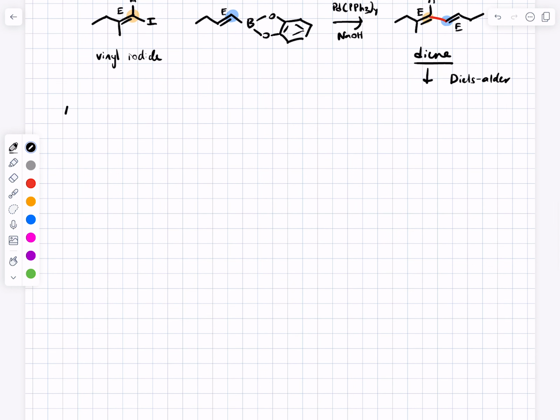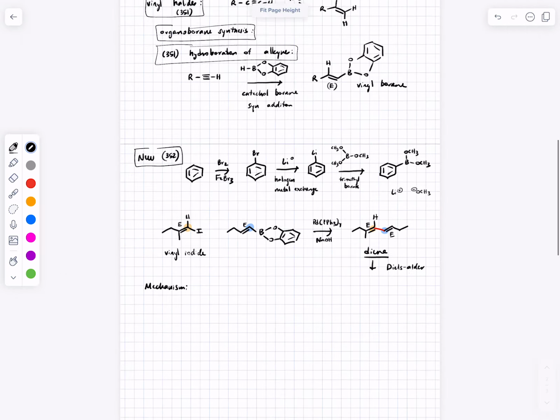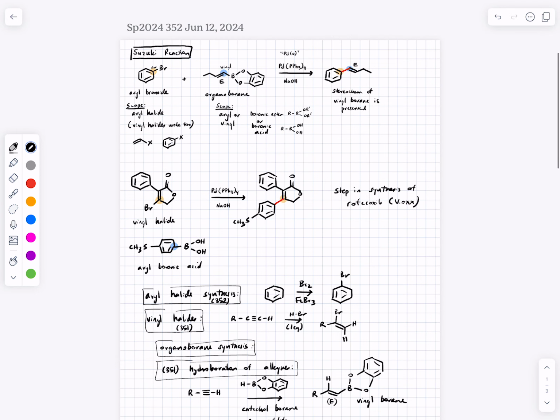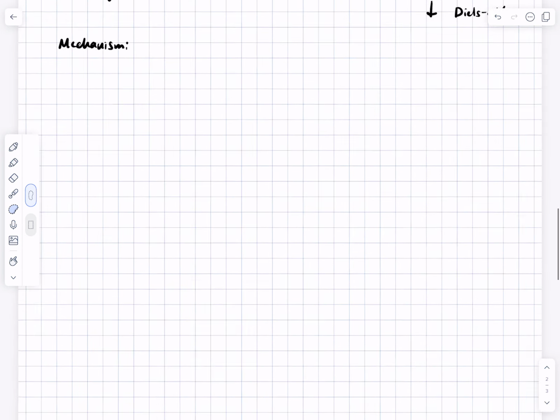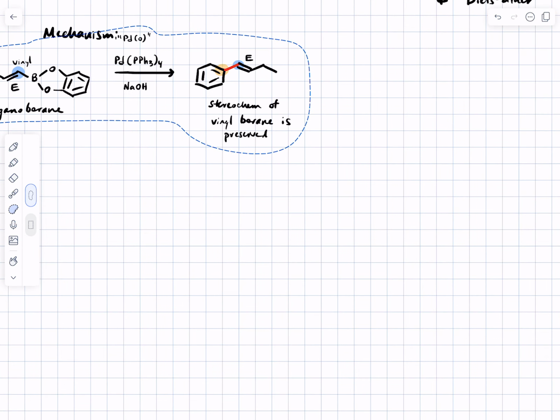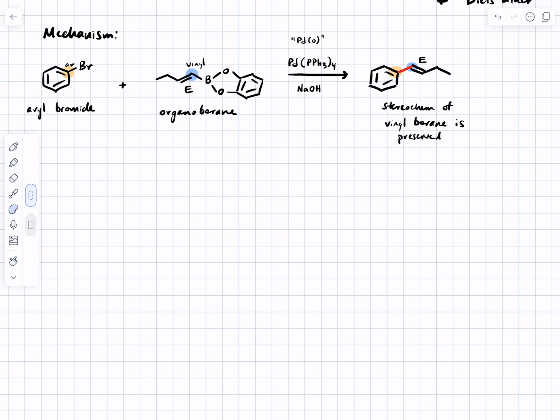Let's now talk mechanism to understand exactly what's going on here. And for mechanism, let's just choose the simple example that we did to begin with, the aryl bromide and the vinyl organoborane.